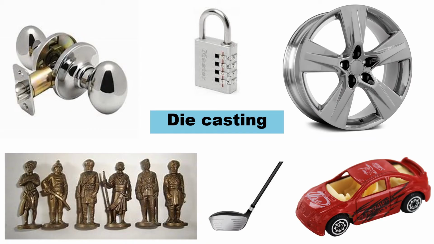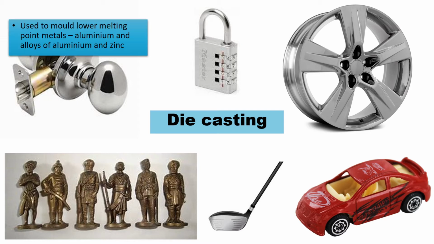Okay, so let's move on to die casting. So these are some products of die casting. You can see we've got a doorknob, a lock, a golf club, figurines, alloy wheels, and toy cars. So this shows you that this process can be used for a variety of different products. Some products that might have really refined, accurate little details like the figurines, and some products that might just be quite a basic shape but with little fiddly, complex inner pieces such as the lock.